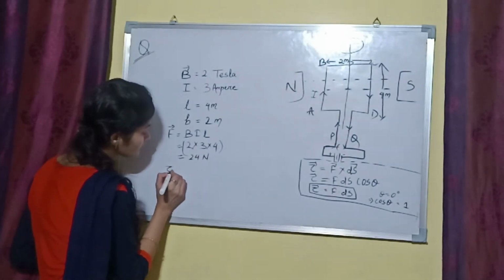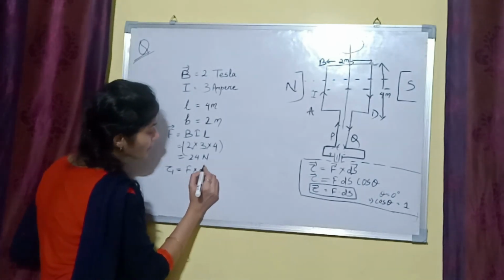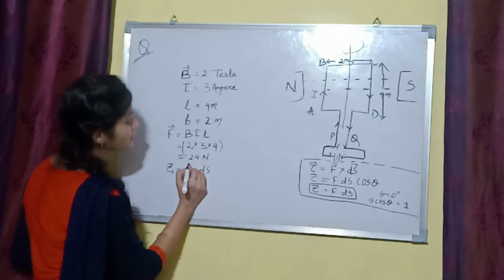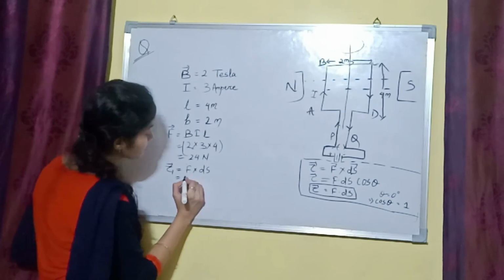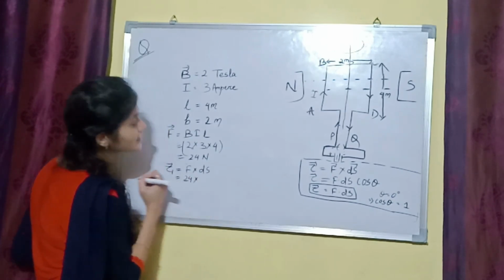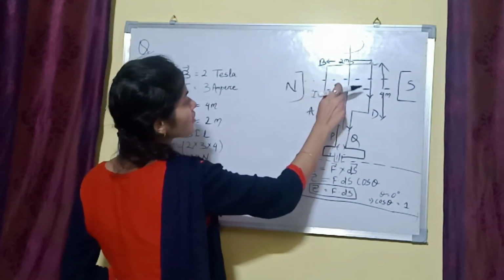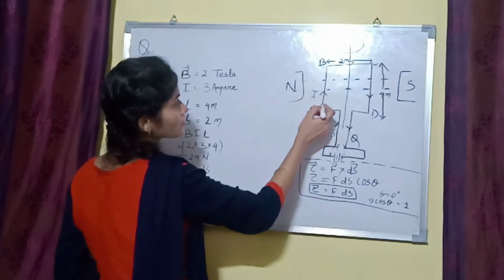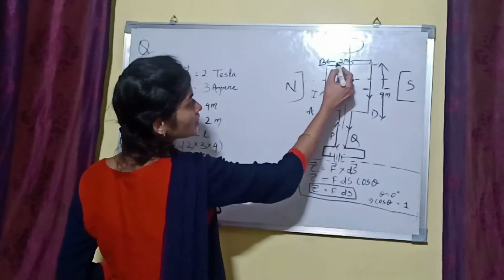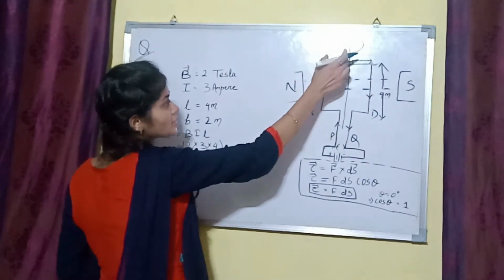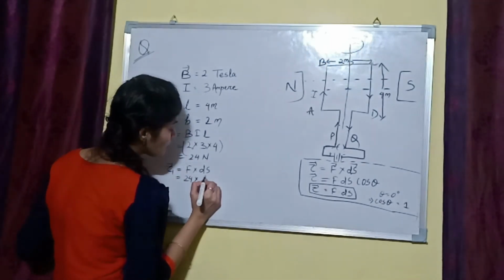For AB, the torque tau 1 will be produced. What will be the value? Force into displacement. Tau is a vector quantity. The value of force will be 24, and the displacement. What is displacement here? It is the distance between the axis of rotation and the force, which will be half of the breadth. Here the breadth is 2 meter. Then the distance between the axis of rotation and the force will be 1 meter.